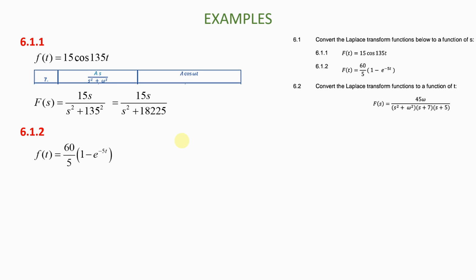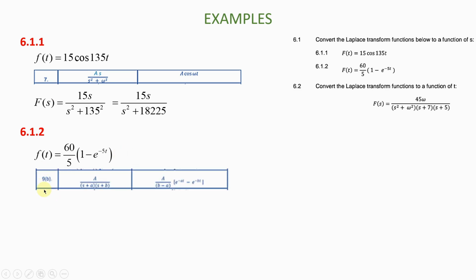Now let's go to question 6.1.2. Here again, you have f(t) that is given to you like this, and you need to be able to look at your table and identify a function that closely resembles this function here. And so if we do that, you will find then that in row 9b, you have this function here, which is a function in the time domain that closely resembles this function here.